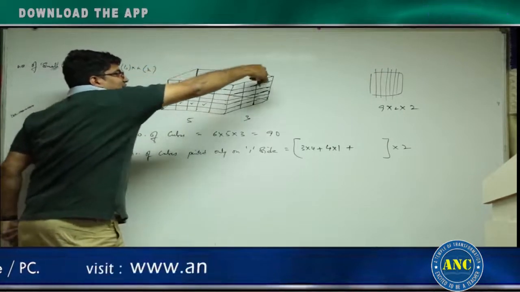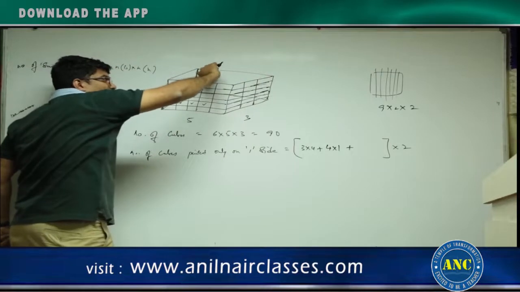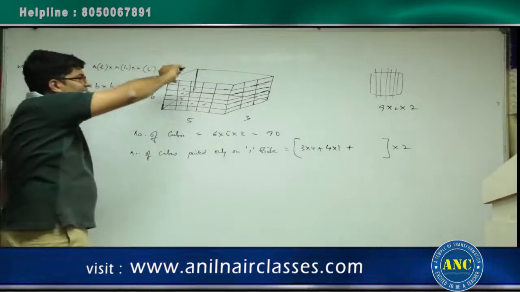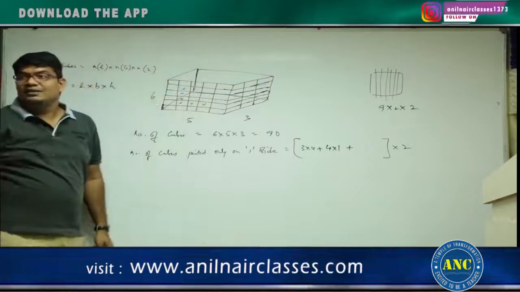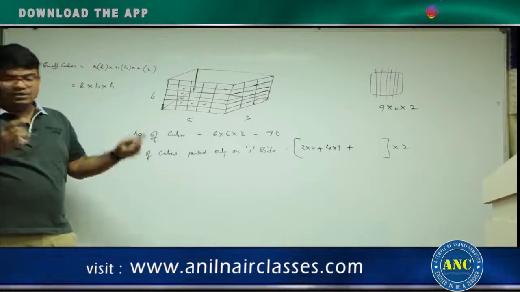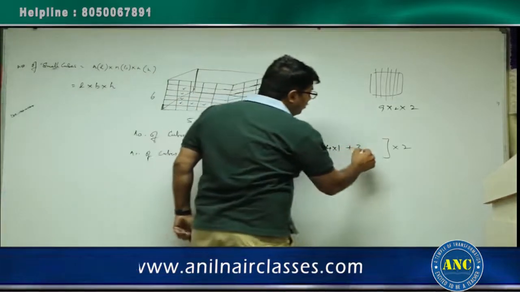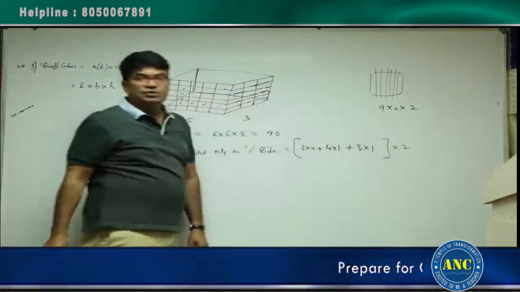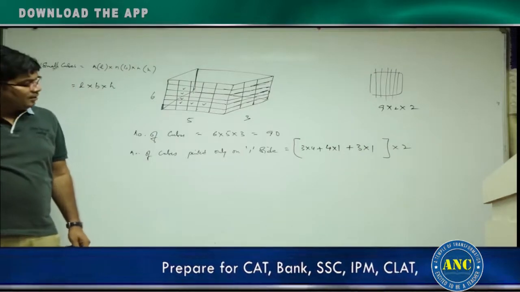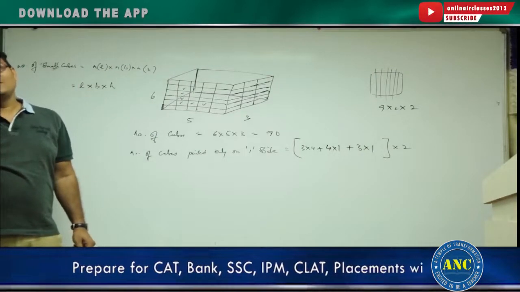3, there are 3 like this. Therefore there should be 1 here. Yes. One particular thing. And this one? 5 is 3, right? The corners will get away. So it should be 3 into 1. So 3 into 4 plus 4 into 1 plus 3 into 1, multiplied by 2.